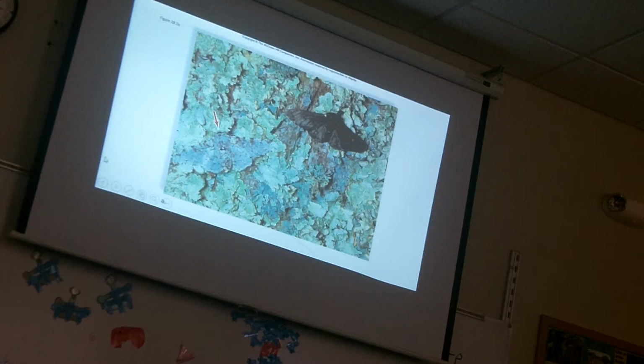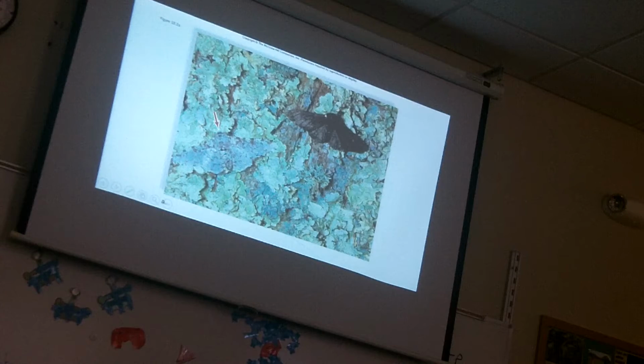Can you see the light moth there? There it is. Huh? Blends in pretty good, doesn't it? The bird would snatch that one right up and not even see that one.